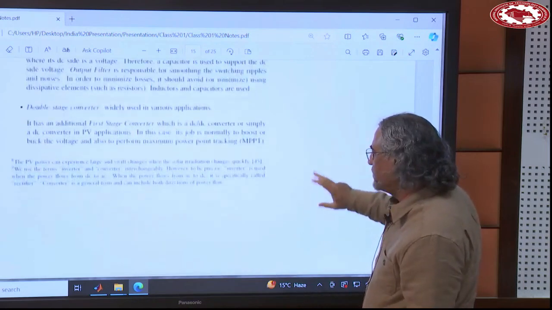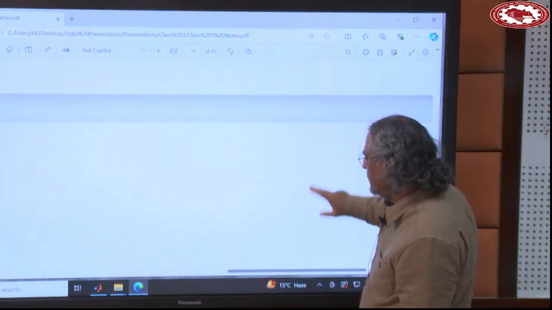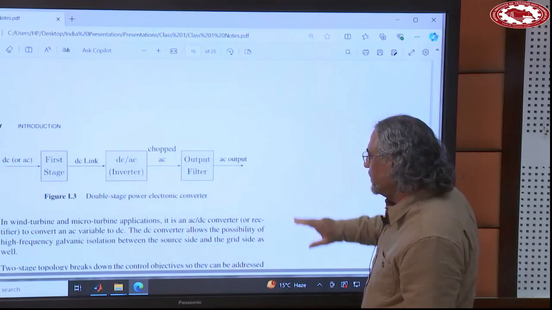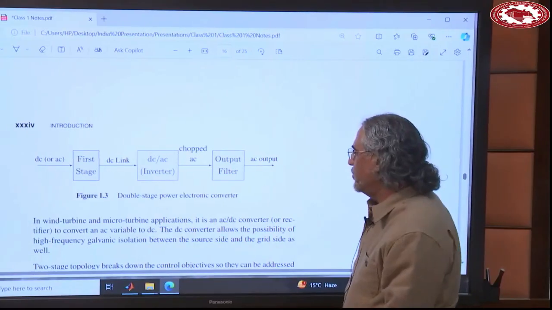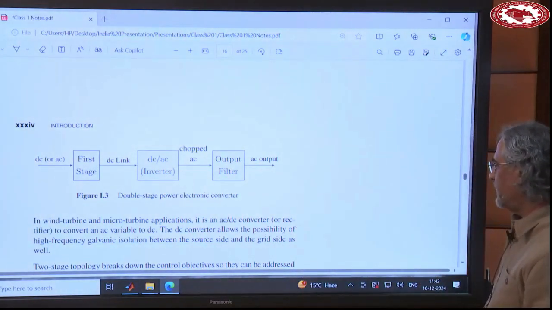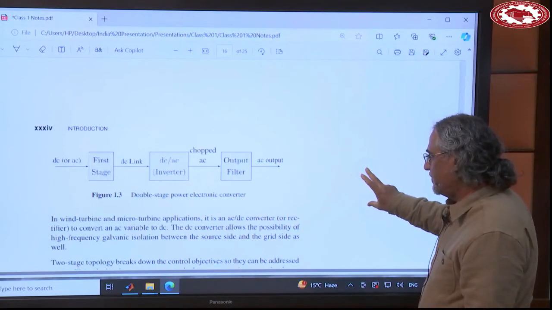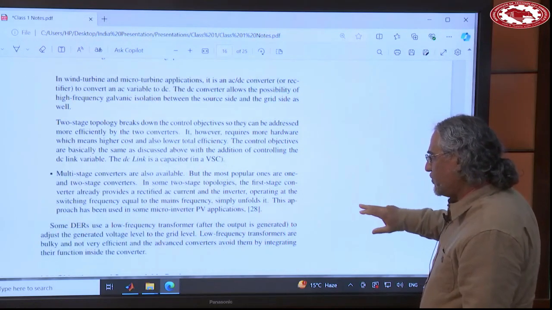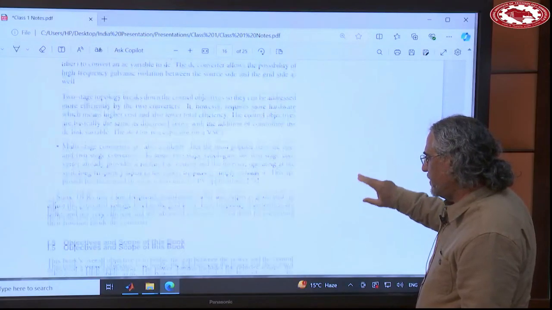Then you have multiple stages, like two stages here. DC or AC, you convert it to DC, and then now you have DC to AC. This is used again in solar, in battery, and especially in wind applications, you need to use double stage. Multi-stage are also there, but basically single stage and double stage are the most common that we have.